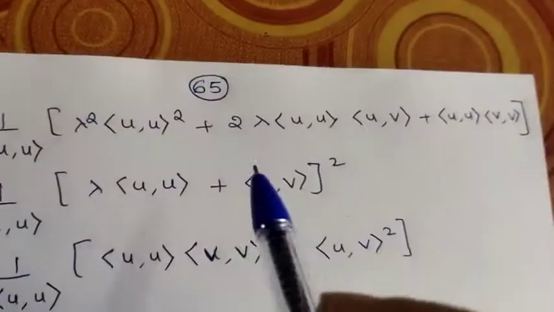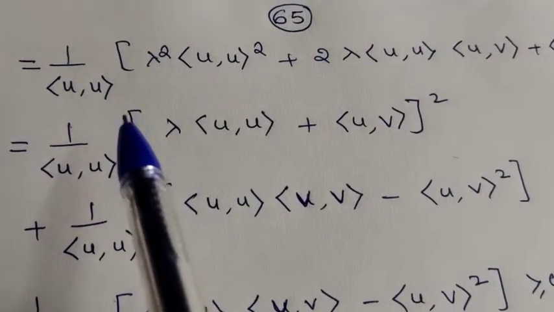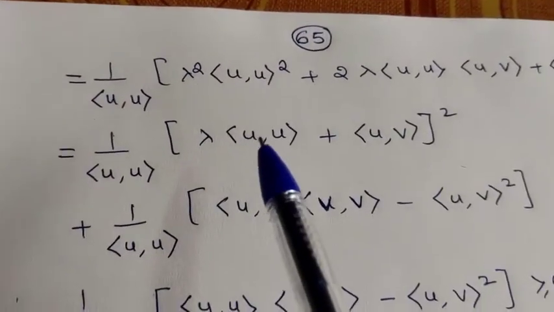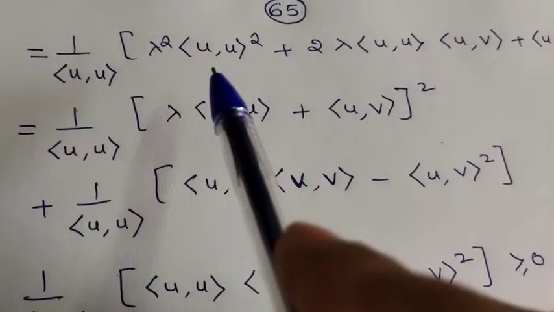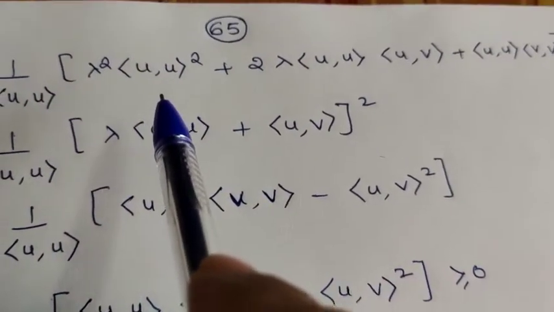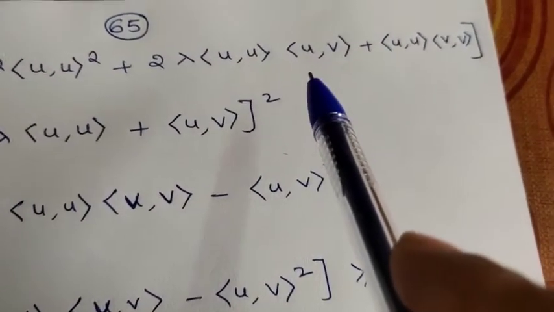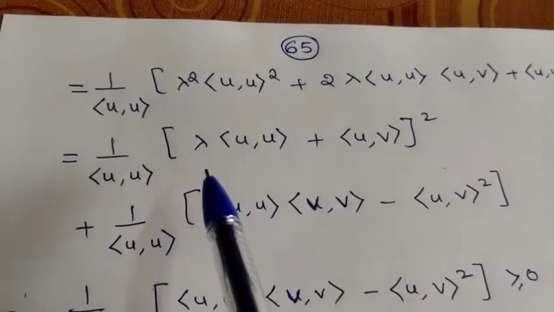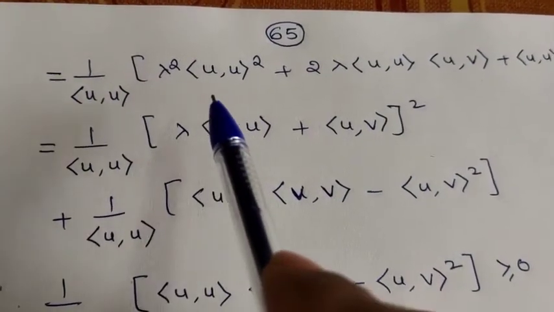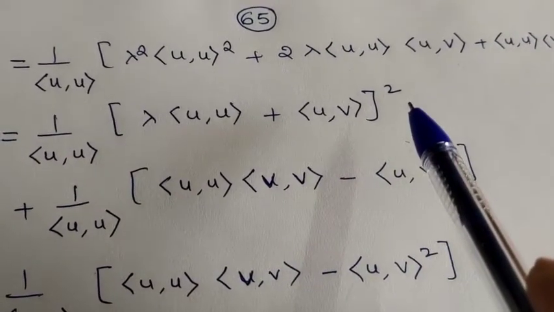Okay, so now I will multiply and divide throughout by the inner product of u comma u. What will happen? This is equal to 1 over the inner product of u comma u as it is, and I multiply throughout by the inner product of u comma u. That becomes lambda square into u comma u whole square plus 2 lambda into u comma v, already it is there, plus u comma u into v comma v. So this is equal to 1 over u comma u into, I will write this as, lambda times u comma u plus u comma v whole square.